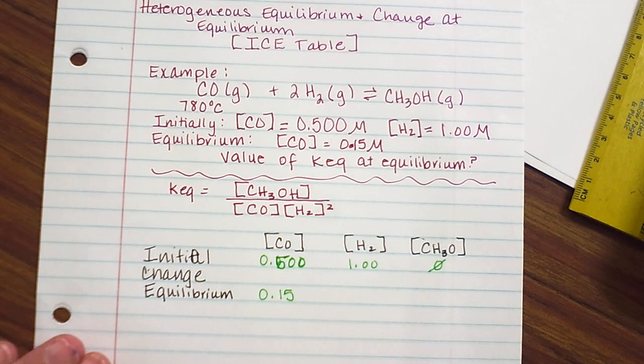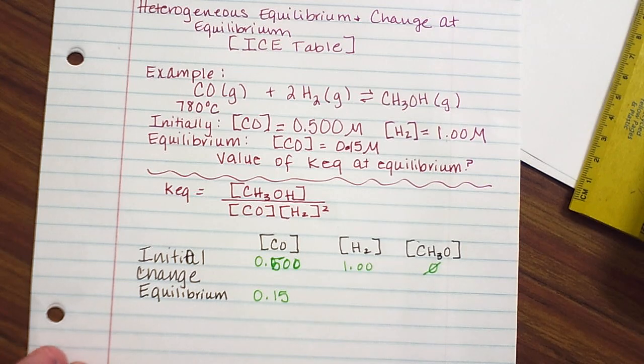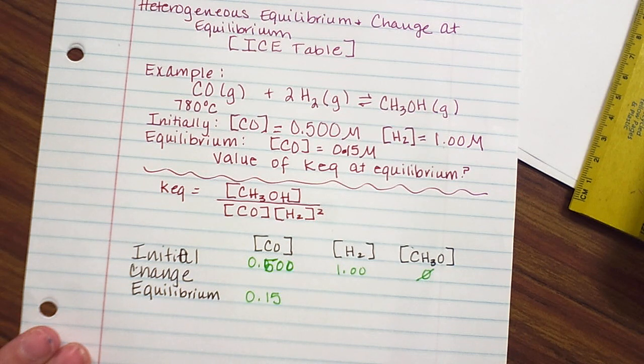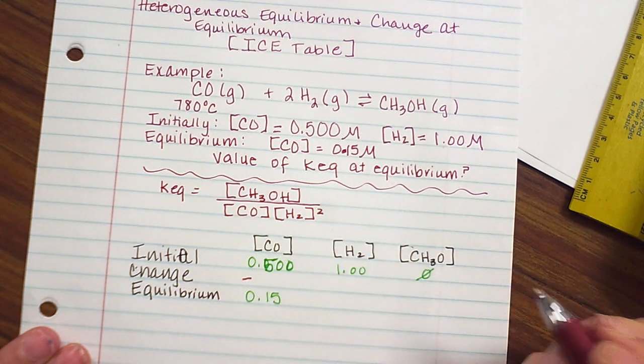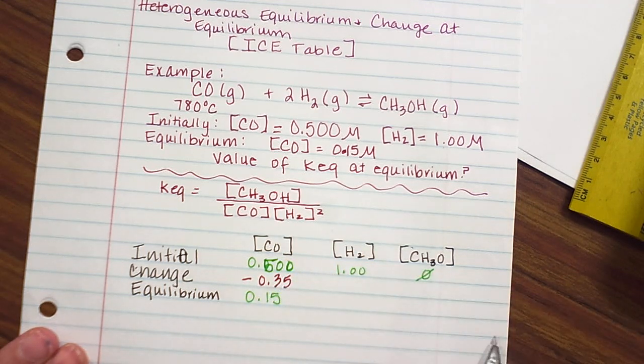Now, because of this, what we can figure out is that the change in the carbon monoxide is 0.5 minus 0.15. And so therefore, the carbon monoxide has lost 0.35 molarity.